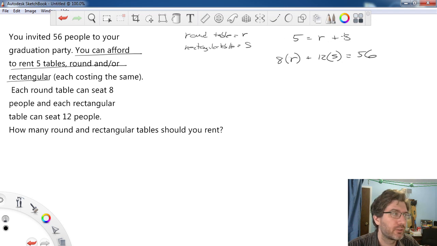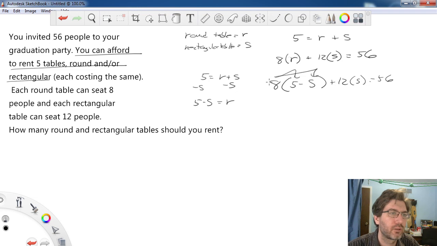There might be multiple answers to this one too, because you could just rent all rectangular tables, but let's find a good solution here. Over here we can solve for R. So 5 equals R plus S, subtract S from each side. So 5 minus S equals R. You can go ahead and plug that in for R. So 8 times 5 minus S plus 12 times S equals 56.